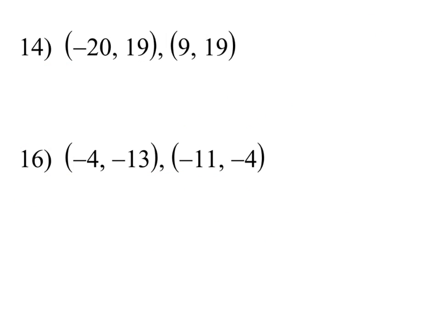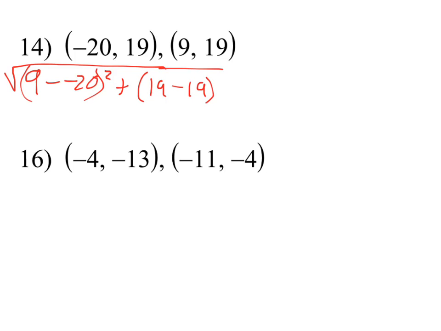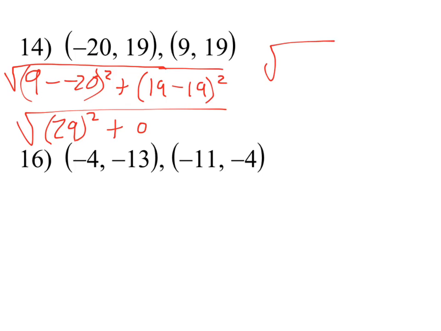the answer. And then 14, again, following the same pattern, take the x's, subtract them, take the y's, subtract them, you're going to square each of those things, and keep going. So you'd have 9 minus the negative 20, square that, and then you're going to have 19 minus 19. 9 minus negative 20 is 9 plus 20, so this is 29 squared. And 19 minus 19 is 0. If you square 0, you just get 0. And so this is really the square root of 29 squared. Well, the square root of something squared is the same number, so it's really just 29. So that's the answer for 14.